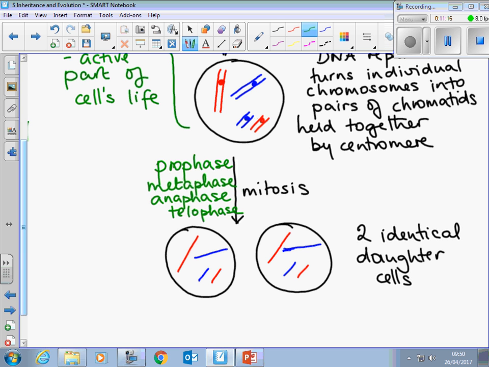Now, it's important that you understand what the chromosomes are doing, just in a general sense, in each of these phases. And we're hopeful that at some point next week, we'll be able to get you looking at some cells frozen in time doing this.